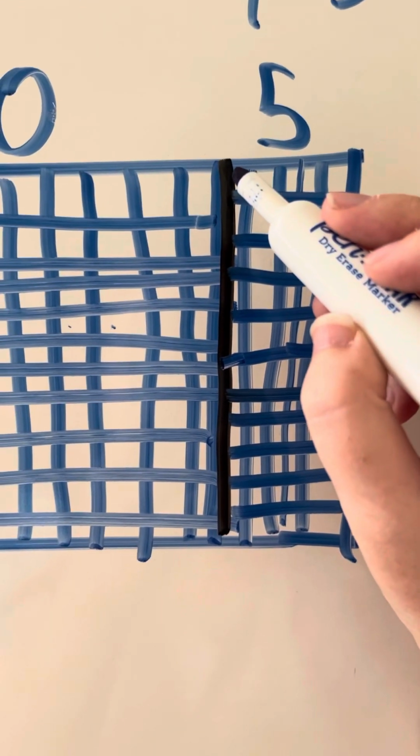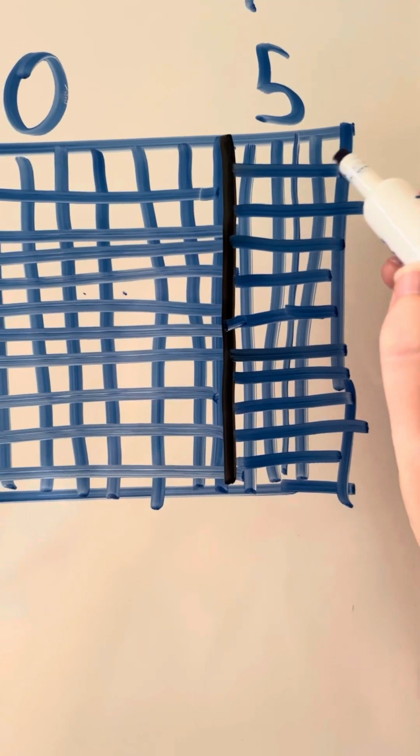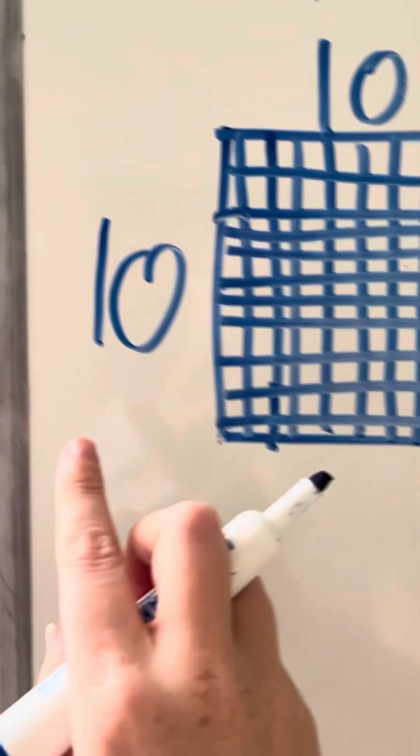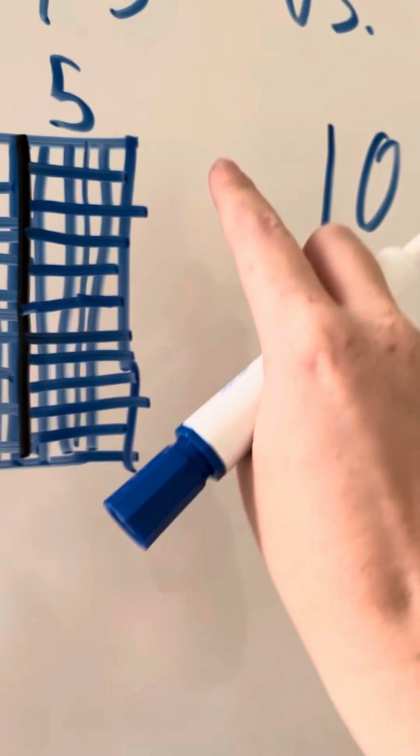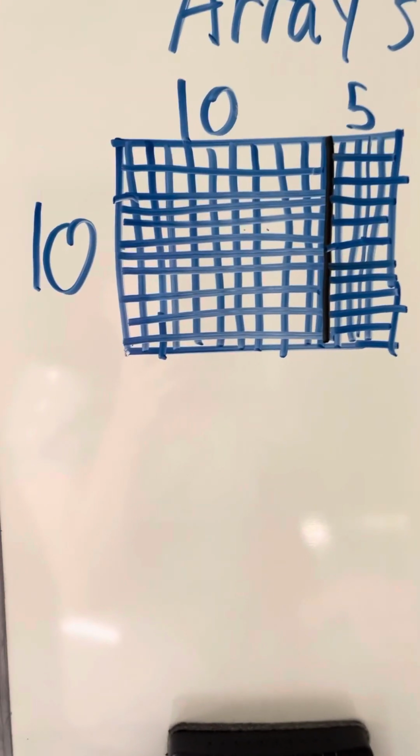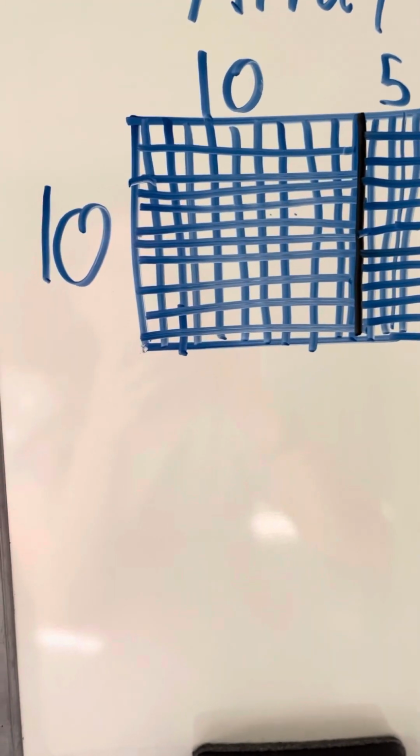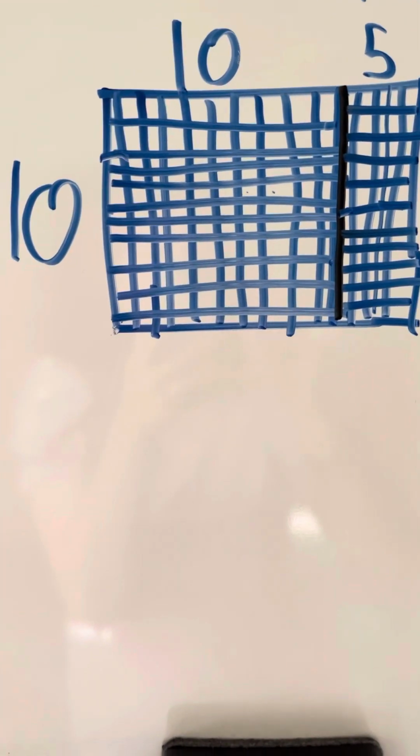The only difference is it's 5 as the length and then it's 10 down. So this way you can see that this is 10 times 10 and 10 times 5. Now, in an array, essentially what they want you to do is they want you to count all the squares. I find that a bit tedious, all right?